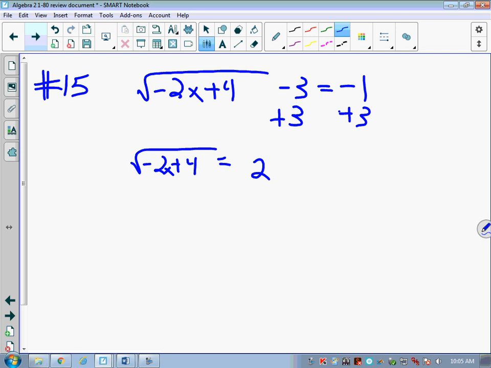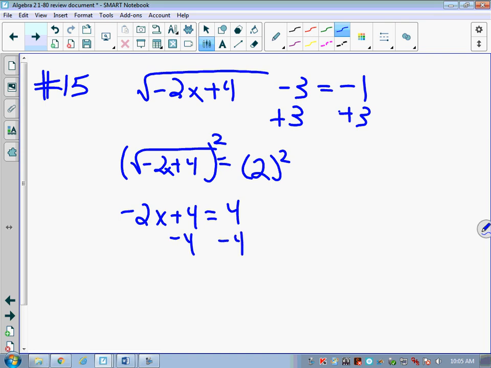If I'm trying to solve for x, I need to get rid of as much as I can. Not square root both sides. Not cube root both sides. You square both sides. Because whenever I take a square root and square it, what happens to the square root? It gets canceled out. So I wind up with negative 2x plus 4 equals what? 4. Okay, now I can proceed to solve for x by doing what? Subtract 4. I get negative 2x equals what? 0. Divide by negative 2.